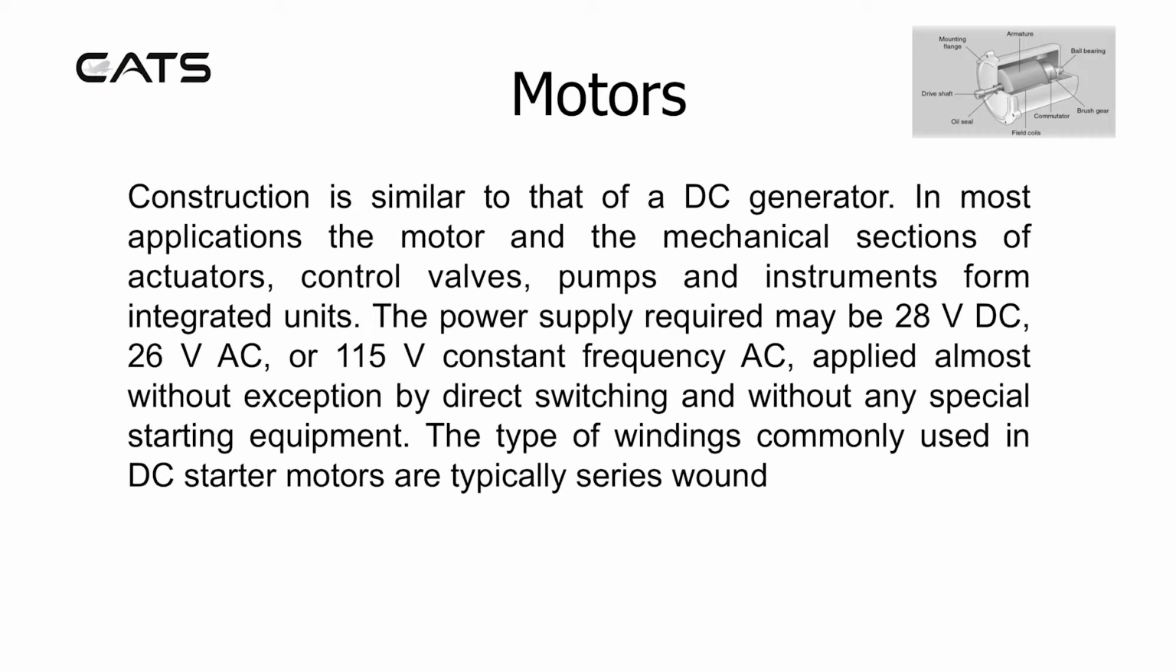Construction is similar to that of a DC generator. In most applications, the motor and the mechanical sections of actuators, control valves, pumps, and instruments form integrated units. The power supply required may be 28 volts DC, 26 volts AC, or 115 volts constant frequency AC, applied almost without exception by direct switching and without any special starting equipment. The type of windings commonly used in DC starter motors are typically series wound.